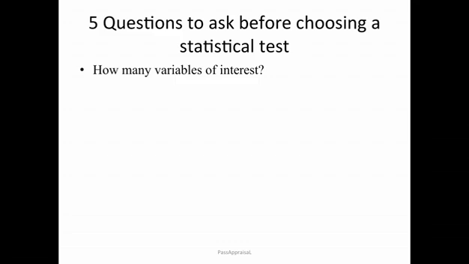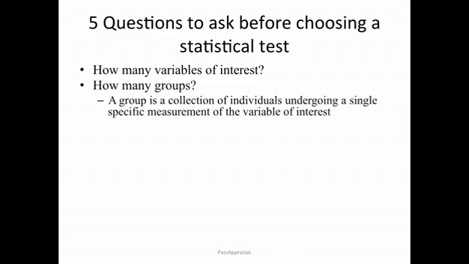Firstly, how many variables of interest are there? Secondly, how many groups are we comparing? Here, a group refers to a collection of individuals undergoing a single specific measurement of the variable of interest. If the same set of individuals are measured twice on the variable of interest, we can assume that there are 2 groups.